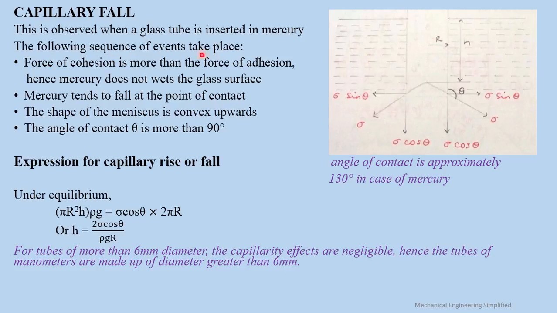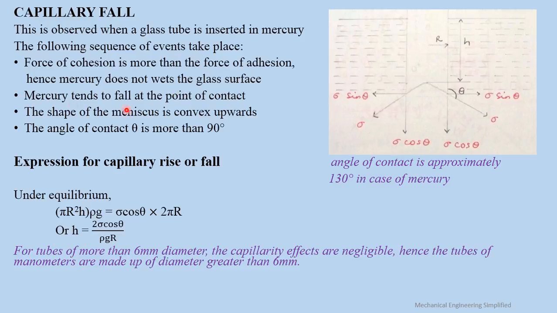Okay, the following sequence of events take place. What are those? The force of cohesion is more than the force of adhesion. That means the mercury does not wet the glass surface. So if the question comes up of why water wets the glass surface and mercury does not, the simple answer is that the force of cohesion is more than the force of adhesion in the case of mercury, whereas in the case of water the force of cohesion is less than the force of adhesion.